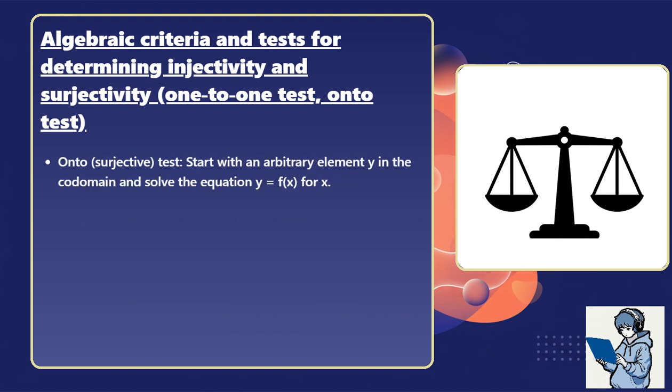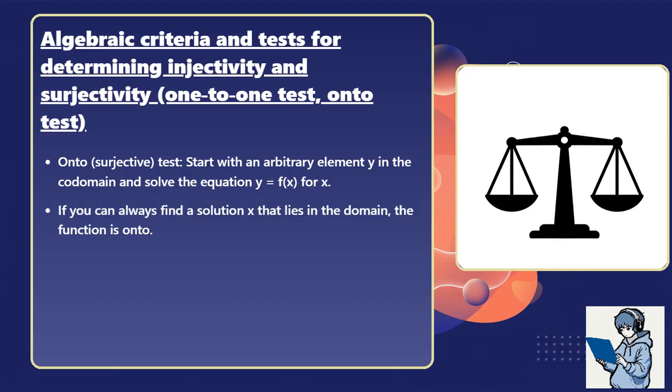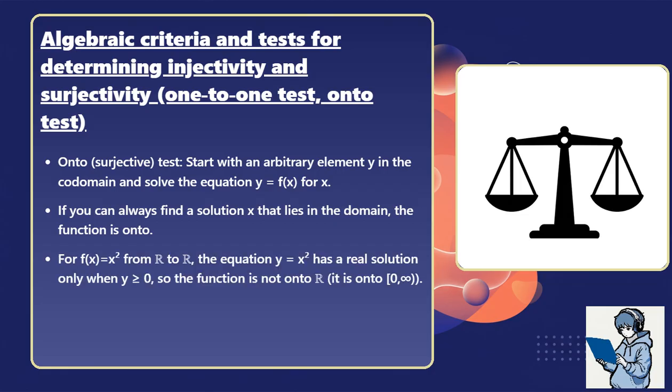Onto (surjective) test: start with an arbitrary element y in the codomain, and solve the equation y equals f(x) for x. If you can always find a solution x that lies in the domain, the function is onto. For f(x) equals x squared from real numbers to real numbers, the equation y equals x squared has a real solution only when y is greater than or equal to 0. So the function is not onto the real numbers; it is onto 0 to infinity.